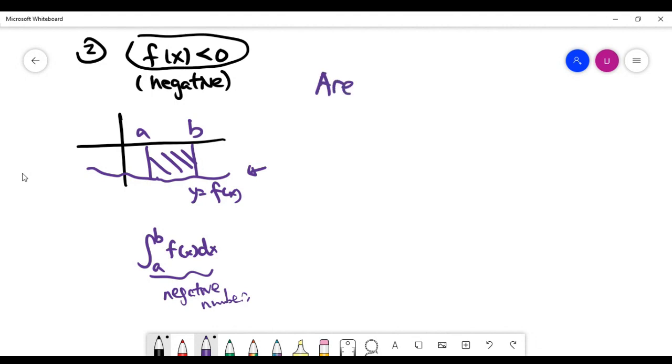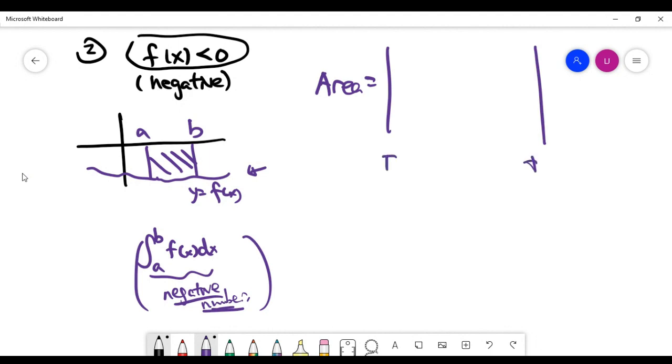Let me write down the formula now. The area is actually a positive quantity all the time, and we just need to ignore the negative sign of the number you have here. That's why I'm using the absolute value sign for the integral from a to b for the function small f of x inside. Essentially, that's the formula we have when you find the area of a shaded region for a totally negative function.